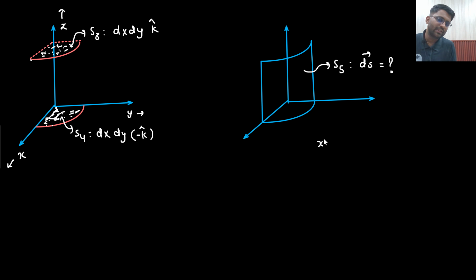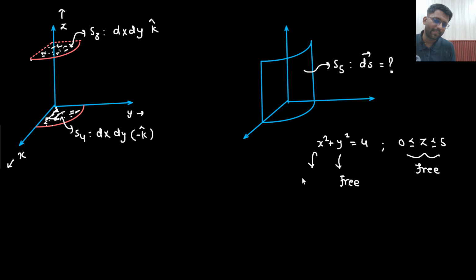What is the equation for this? Sir, x square plus y square equals 4, and z is going from 0 to 5. Z is free; one of them you need to consider as free, and the other would be dependent. So from here, x equals under root 4 minus y square. Why am I able to take positive only? Because everything is happening in the first octant, as written here, so everything is already positive. Understandable?